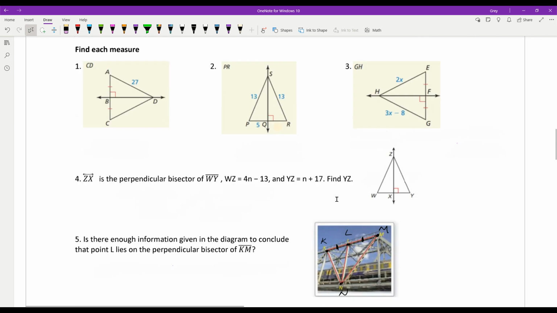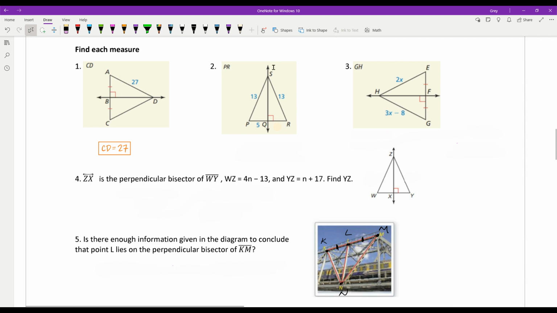So first off, find each measure. I'm looking at this picture and I can see that DB is a perpendicular bisector of AC. So DA has to be congruent or equal to DC, and therefore CD is equal to 27. Number 2, I have a figure SQ.